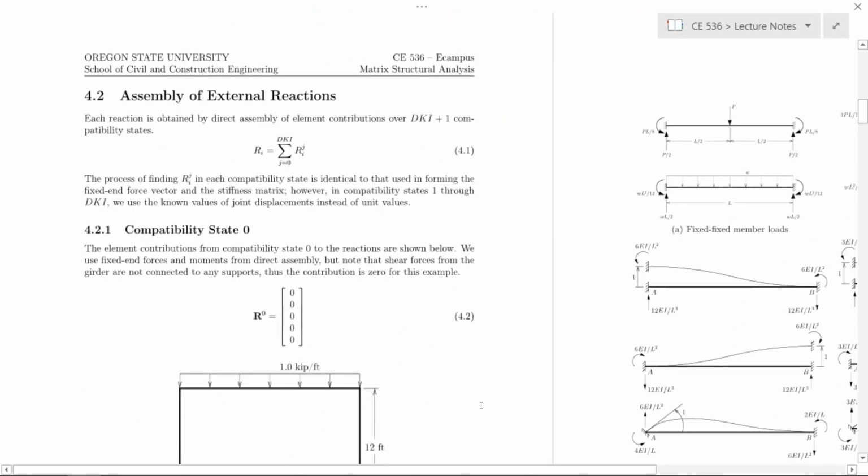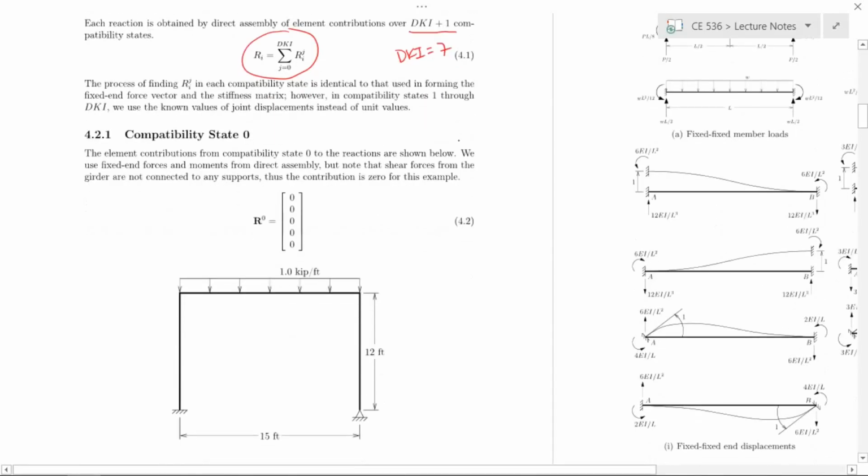Just like forming the stiffness matrix and load vectors, each reaction is obtained by direct assembly from element contributions over dki plus 1 compatibility states. We can represent that as a summation as shown here. The ith reaction is the sum of dki plus 1 contributions to the ith reaction, summed over j. For this example, there were 7 compatibility states, and the plus 1 is for compatibility state 0, which is due to the member loads shown here.